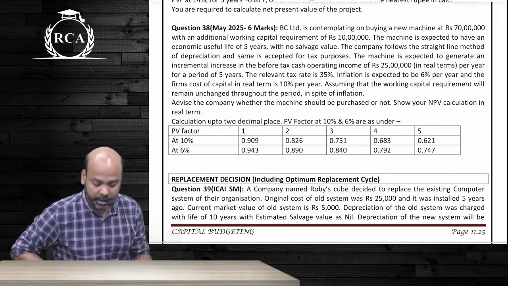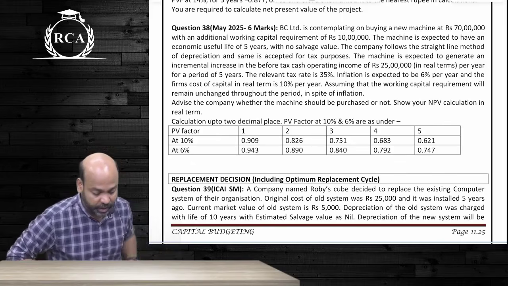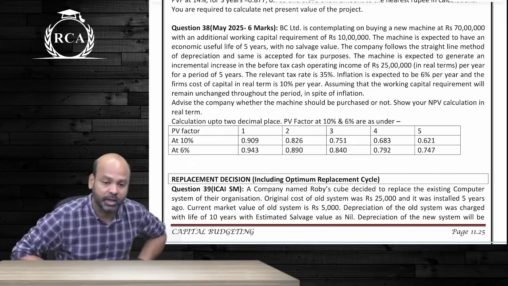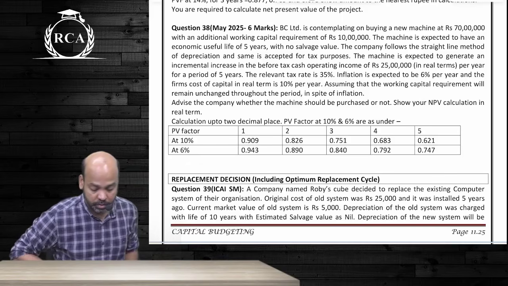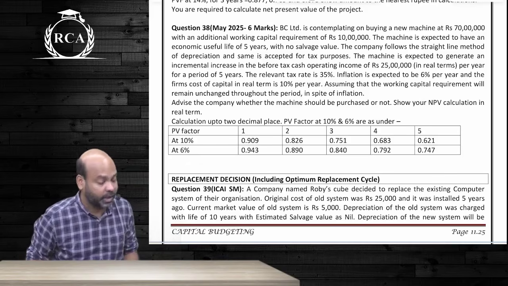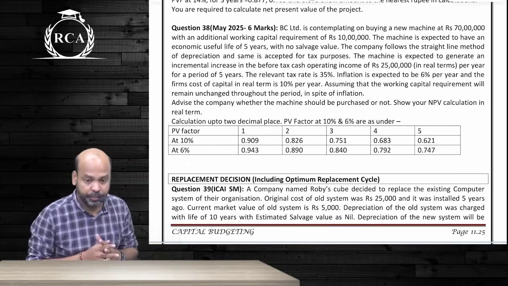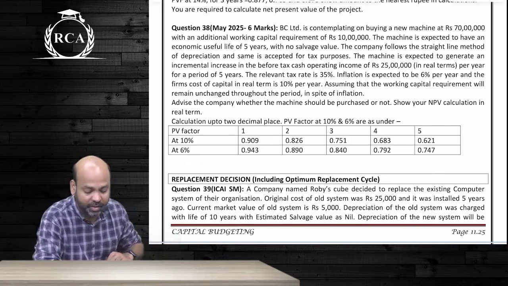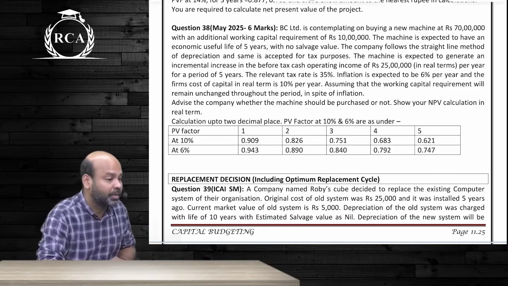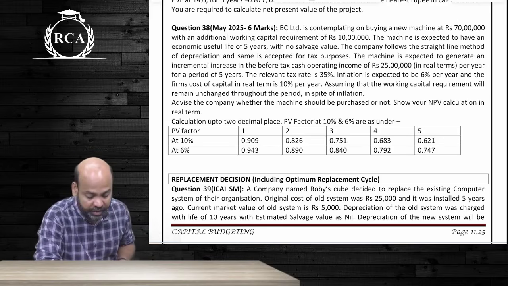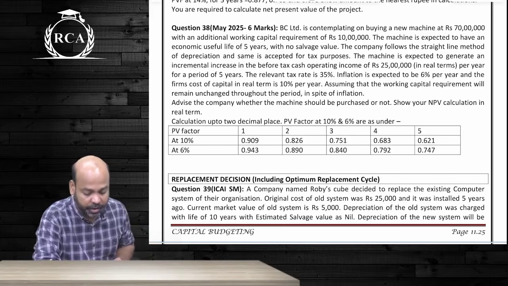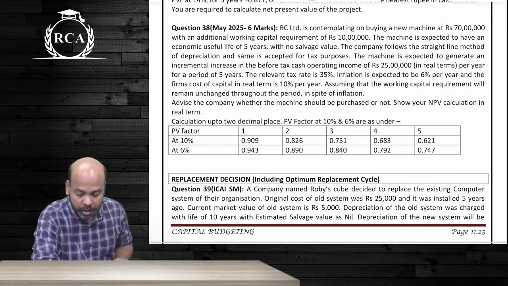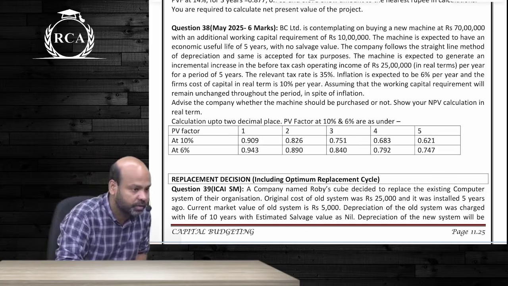BC Limited is contemplating buying a new machine at 70 lakh rupees with an additional working capital of 10 lakhs. The machine is expected to have... did we all open the books? So the initial investment, beta, is 70 lakh rupees, and the working capital requirement is 10 lakhs. The machine is expected to have an economic useful life of 5 years with no salvage value. Company follows the straight line method of depreciation and the same is accepted for tax purposes.